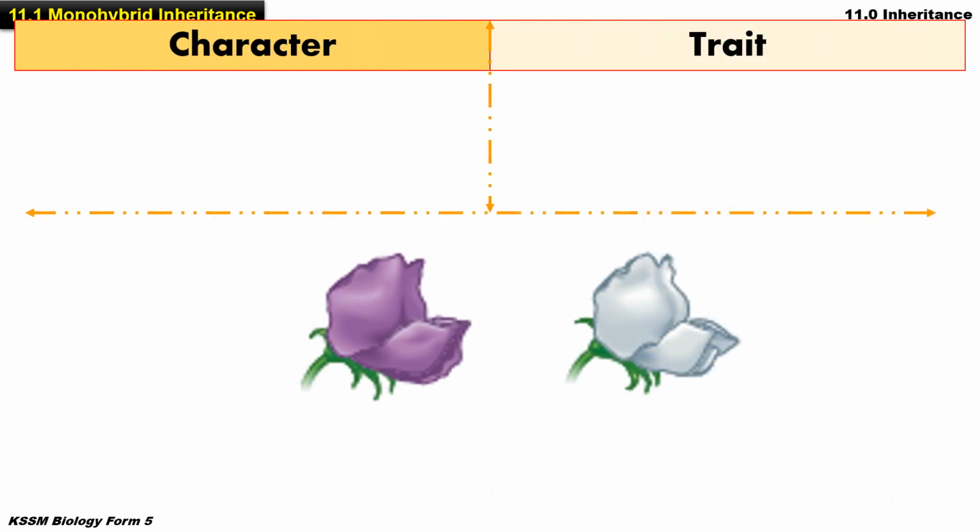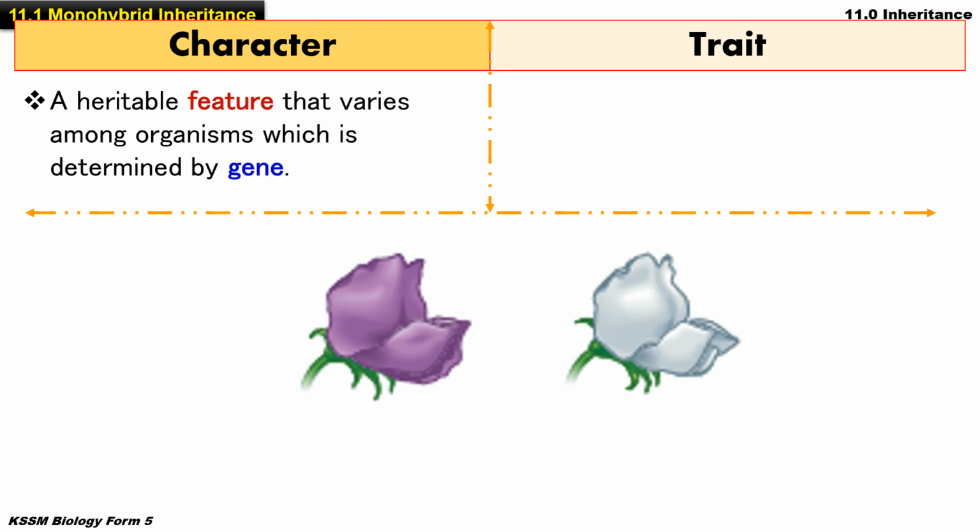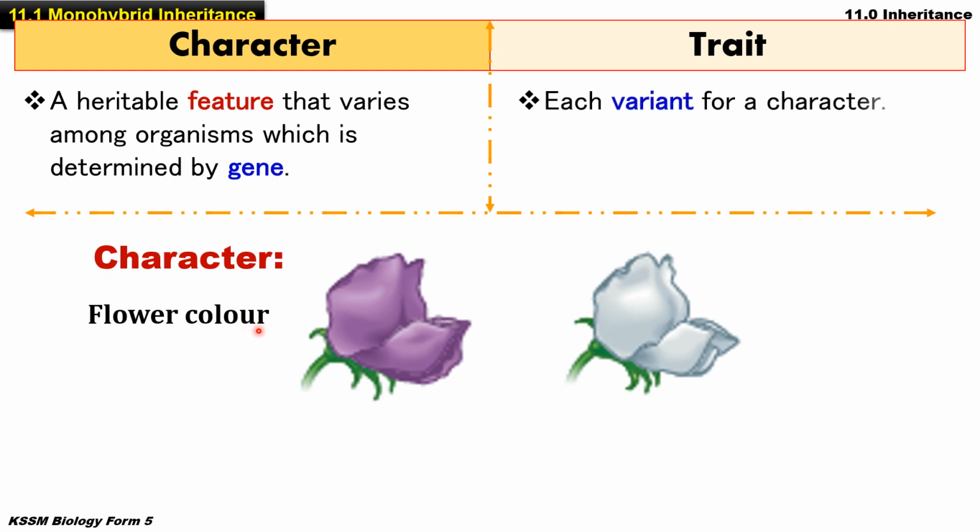Right. Next. Character and trait. Apa itu character? Apa itu trait? Character ialah the features, okay, which is determined by the gene. Contohnya, the color of the flower. The trait is the variant for the character. Contohnya, purple or white flower. Boleh? Okay, character is the color of the flower. Trait is purple color or white color.